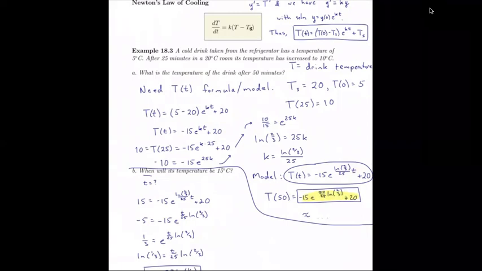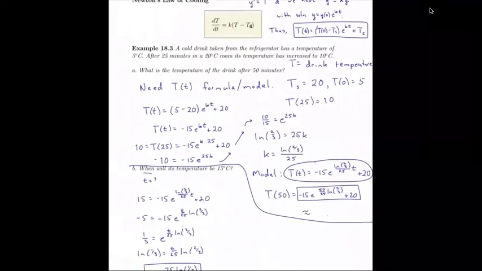And what we should get is a value here that makes sense, right? Of course, this number should be somewhere between 10 and 20 degrees because we've gone longer than 25 minutes, and it should be less than or close to 20 degrees. It shouldn't be more than 20 degrees. It can't warm beyond it.